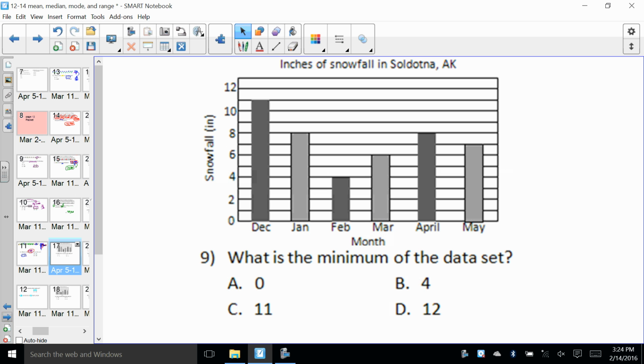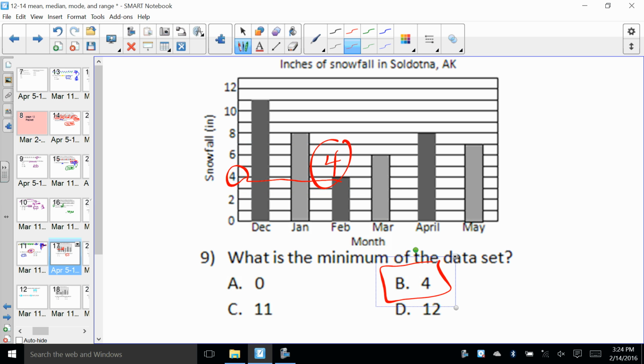Box number 9. What is the minimum of the data set here? So we're looking for the smallest of the data set. It looks like the smallest bar happens to be in February, and we followed it over. It looks like it's 4. So the minimum would be 4. The smallest attendance there is 4.